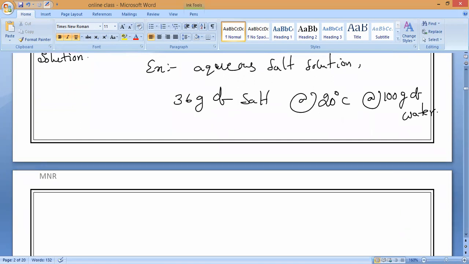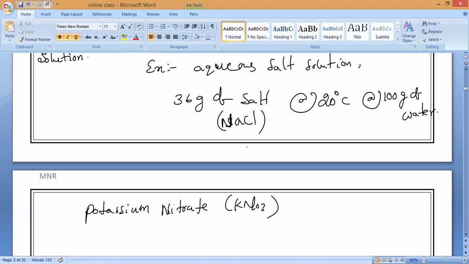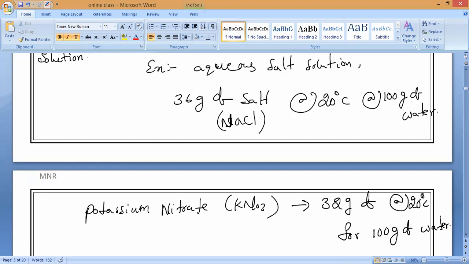In the same way, take one more chemical, potassium nitrate. What is the formula? KNO3. Salt is sodium chloride, NaCl. Potassium nitrate is KNO3. You know that? Potassium nitrate can only dissolve 32 grams at 20 degrees Celsius for how many grams of water? 100 grams of water.